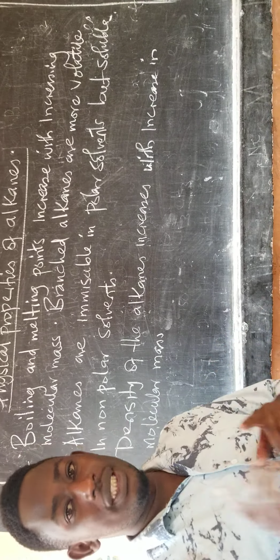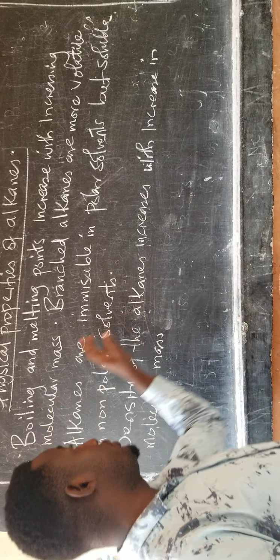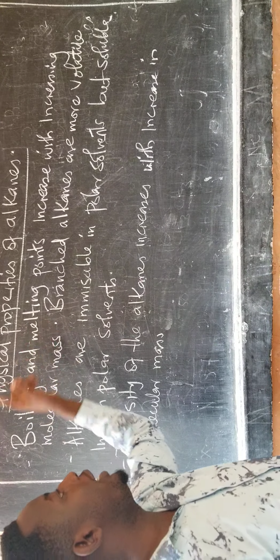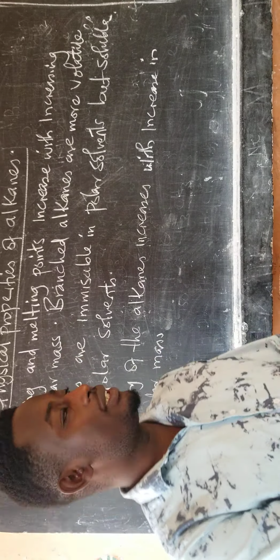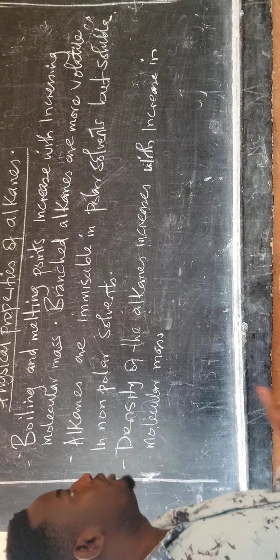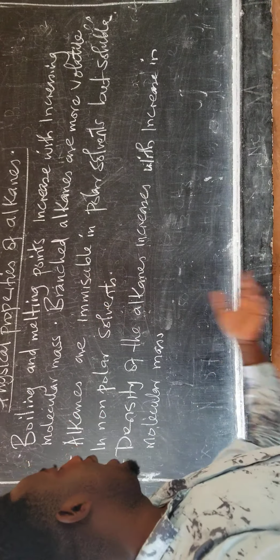Also, the increase in the molecular mass tends to affect the physical properties. For example, the boiling and the melting points increase with increasing molecular mass. That means as the number of carbon atoms increase in the alkane, the molecular mass also increases, and therefore the boiling and the melting points increase.